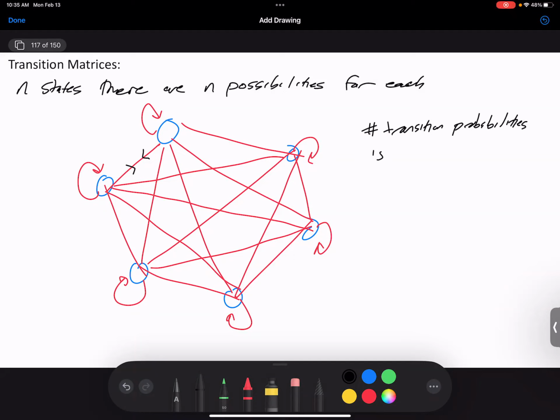So how many transition probabilities do we have? For this one specifically, with these n states, it's just n squared.